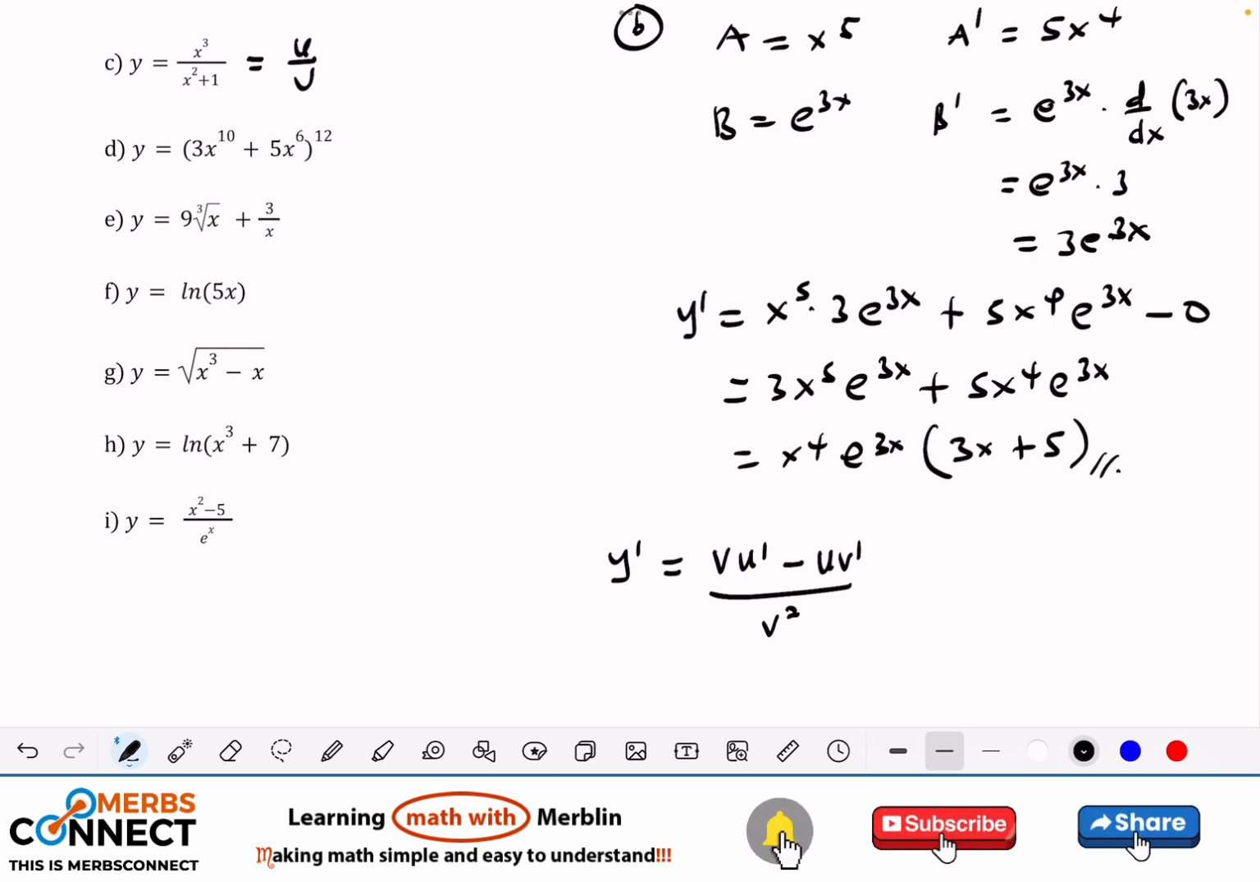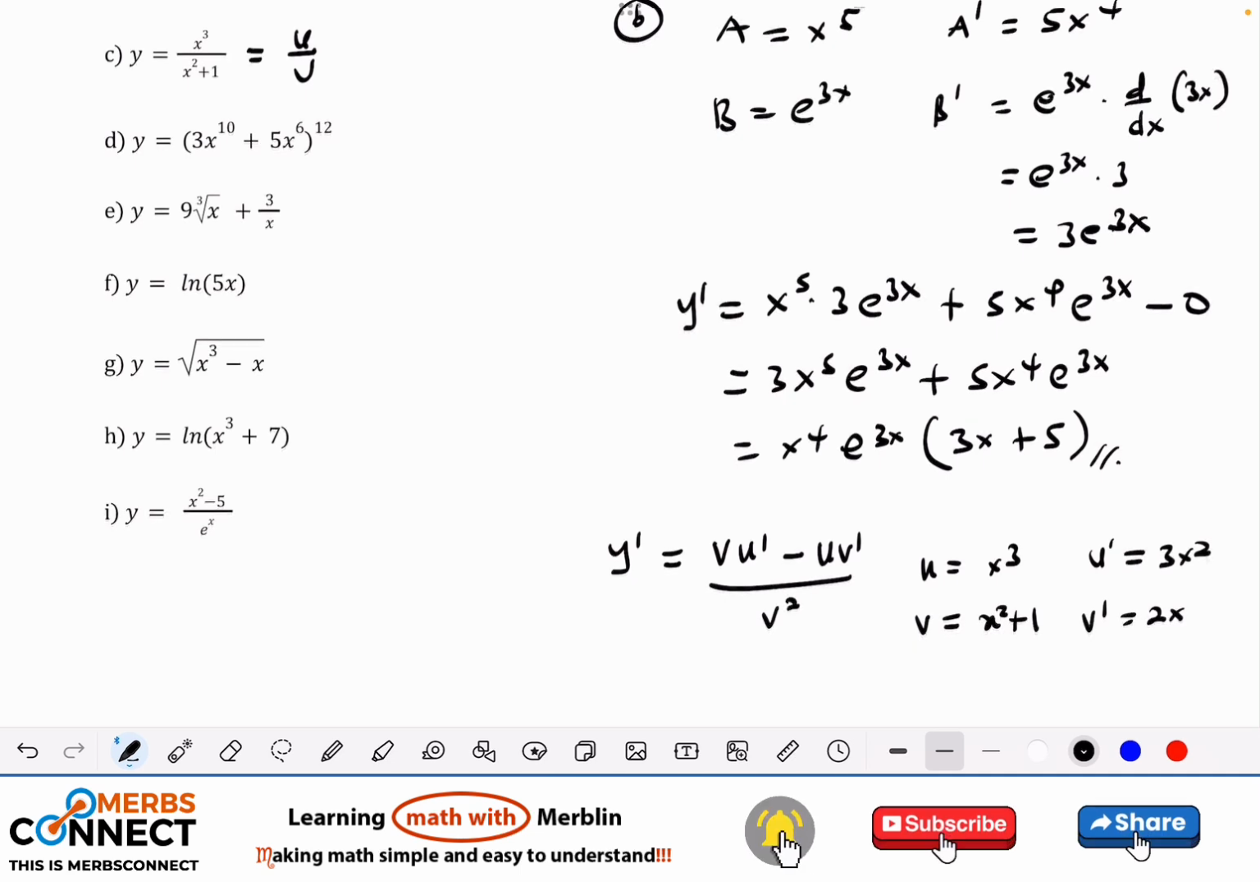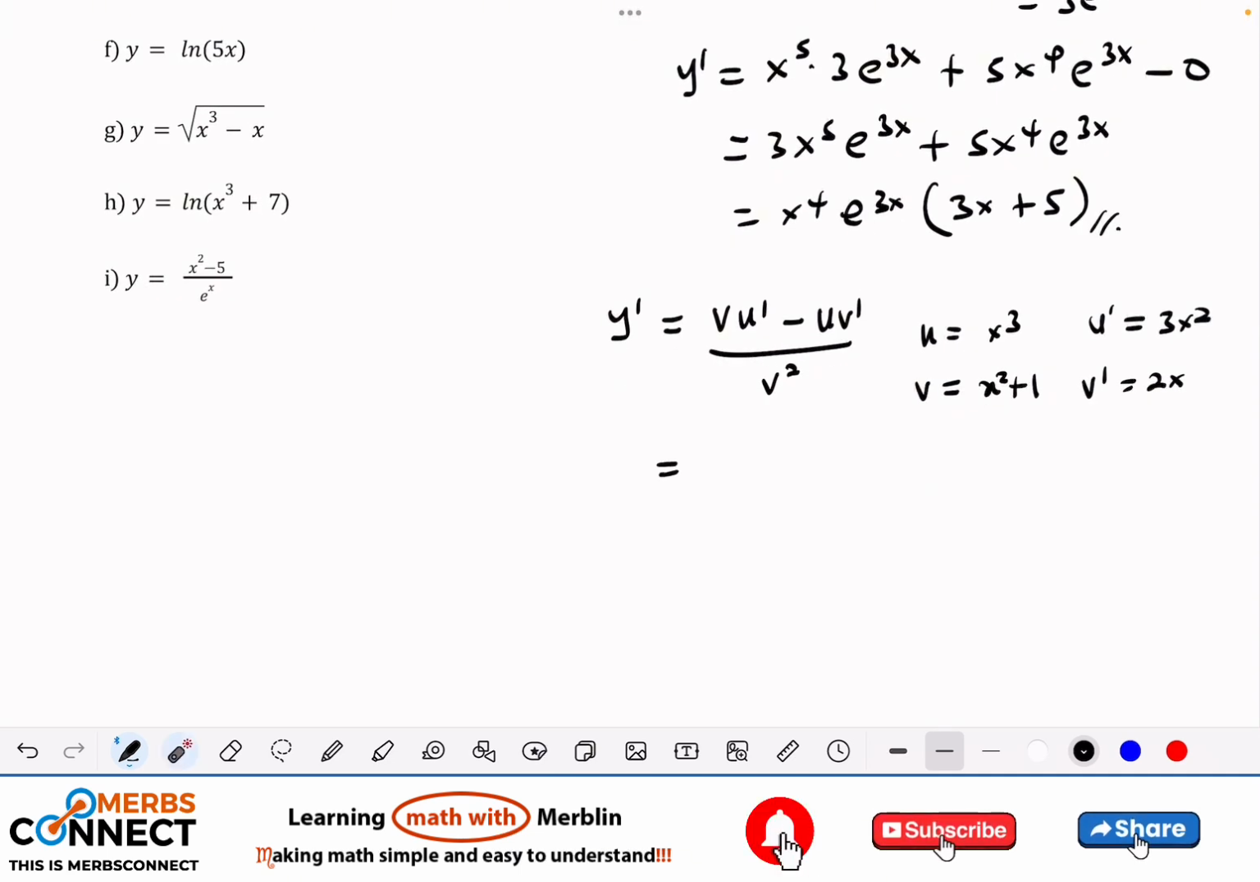So now what is u? u is equal to x to the power 3. What is v? v is x squared plus 1. So from what we just did here, u is the one on the top, and v is the one on the bottom. So what is u prime? Because in the formula we have u prime and v prime, so we need to look for u prime. u prime is equal to 3x squared using the power rule, and then v prime will be equal to, when I differentiate x squared, I get 2x. When I differentiate 1, I get 0.